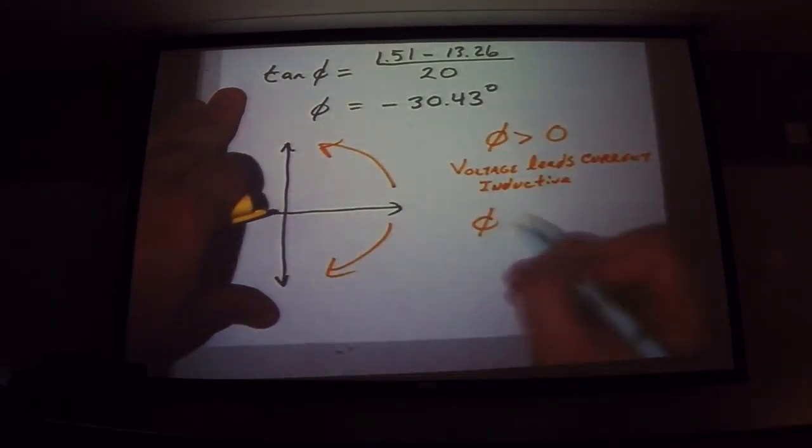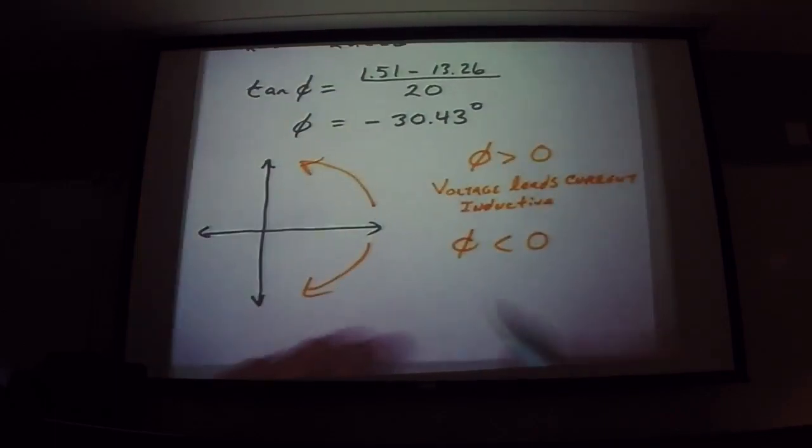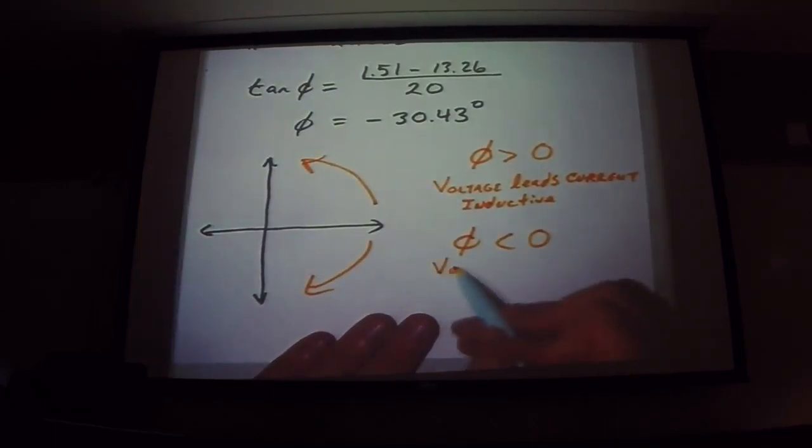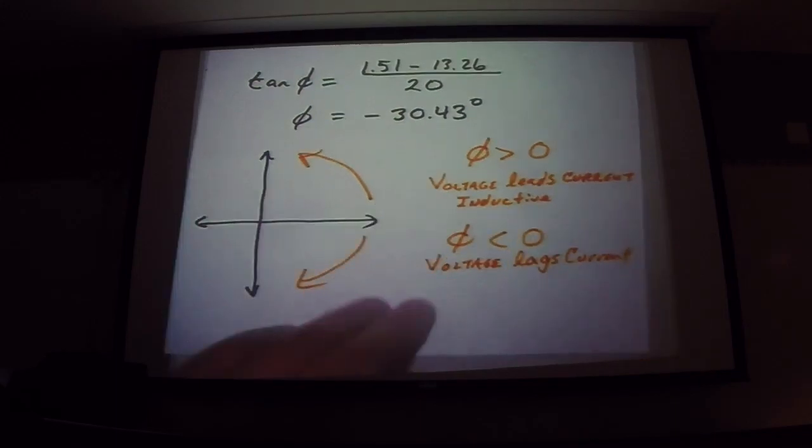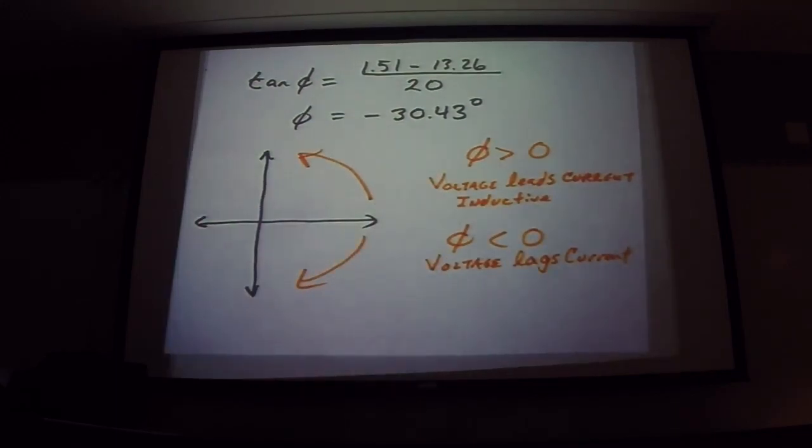Phi less than 0. We could say this one of two ways. The voltage lags the current. You could also say the current leads the voltage. It's just one leads, one lags. Here the voltage lags the current. The voltage is behind the current. The voltage is going to peak after the current does.